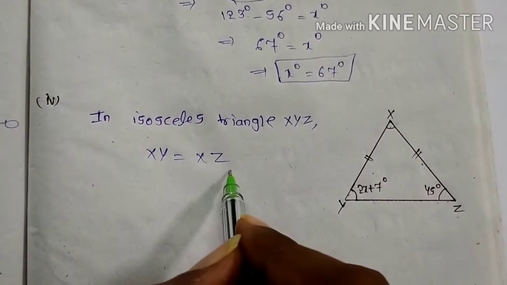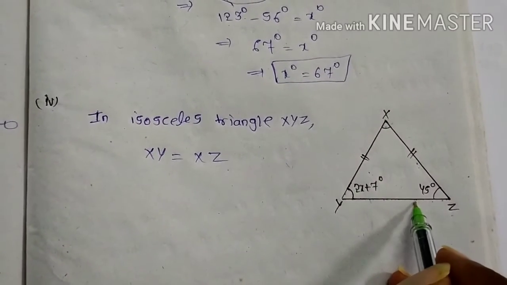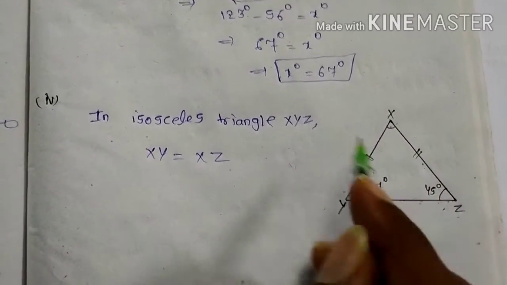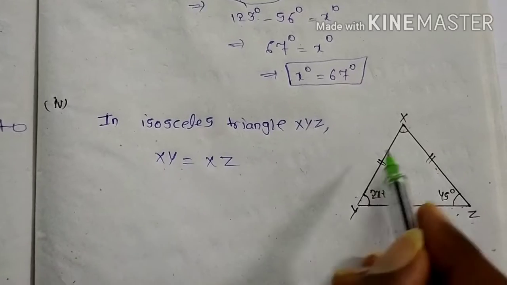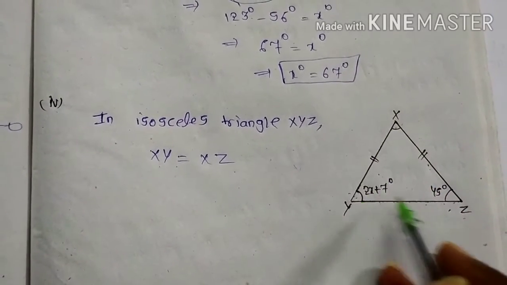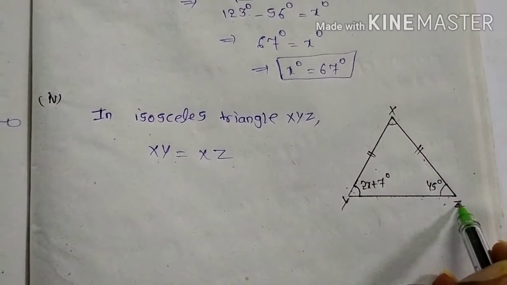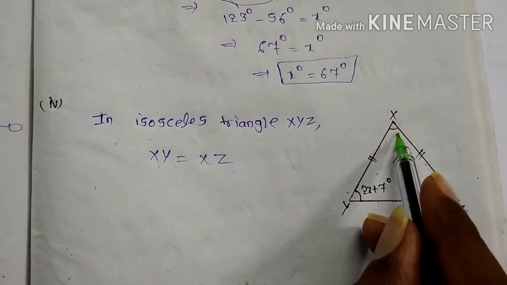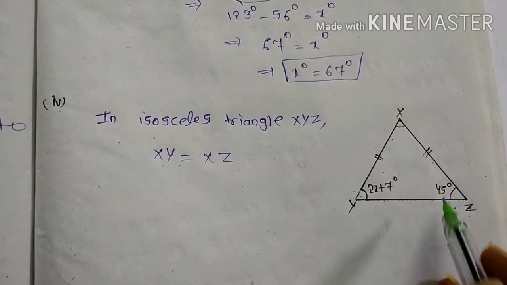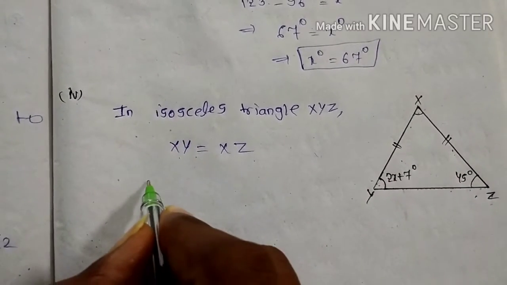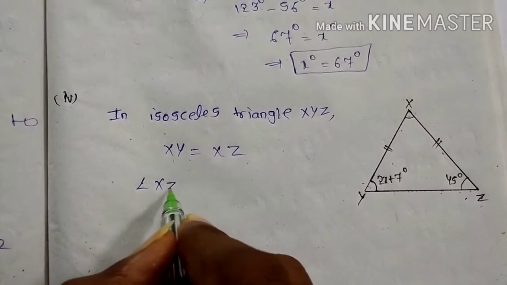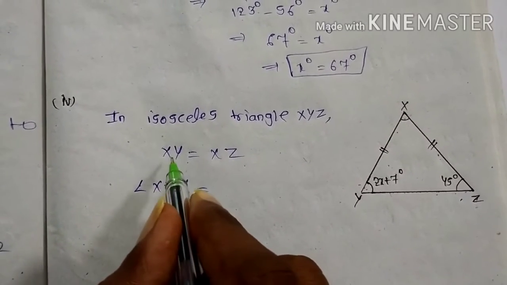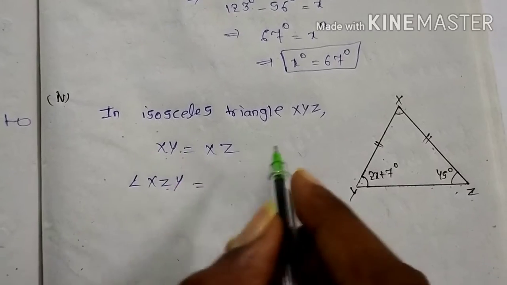If the two sides are equal, you know that the angles opposite to equal sides are equal or not? Yes. What is the angle opposite to XY? It is Z or not? Yes or no? That means I can mention here angle XZY, because this angle Z is opposite to XY. Yes or no? Yes.